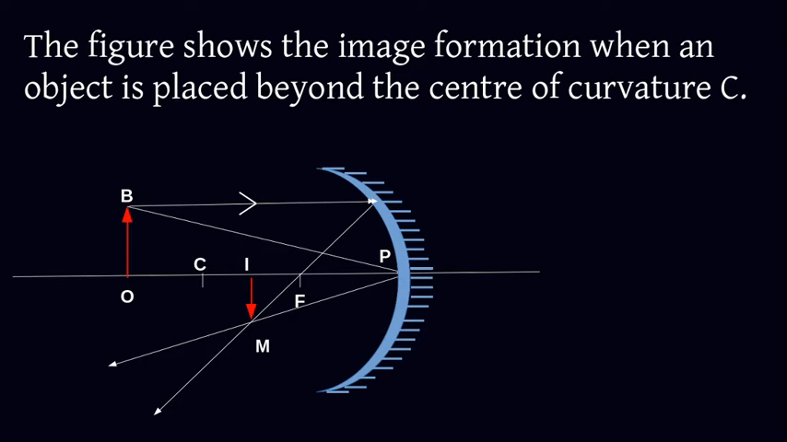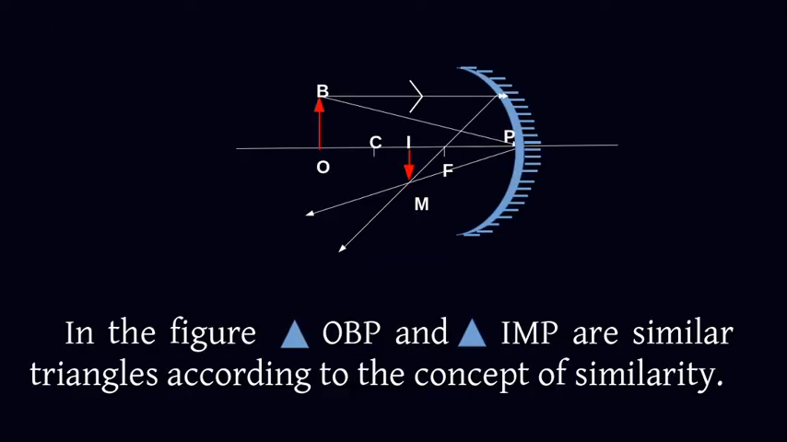And what about the nature? Yes, real and inverted, and the size is diminished. Okay. Now, in the figure, you watch closely, there are two triangles. That is, consider these triangles, that is triangle OBP and triangle IMP. These are similar triangles. According to the concept of similarity, they are similar triangles.